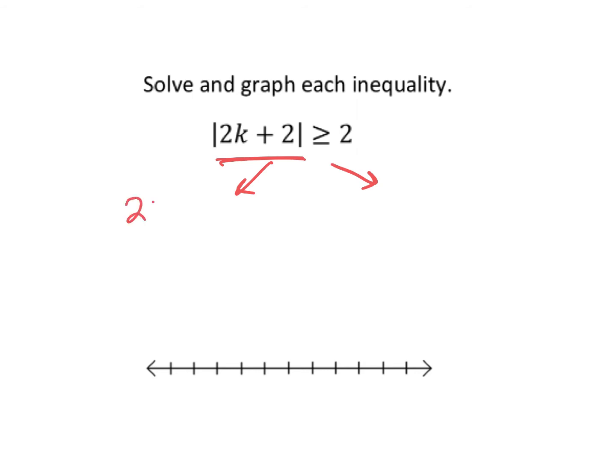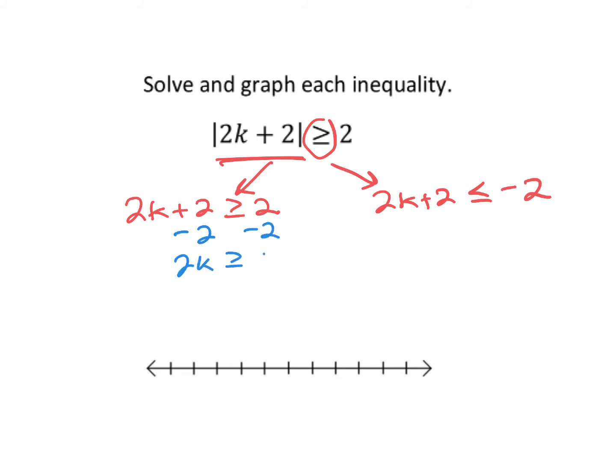One is the original, so 2k plus 2 greater than or equal to 2. And then the other one, you always keep the inside, flip the sign, so now it's going to read less than or equal to, and then the opposite on the other side, so -2. Solve these like we do any others, so you'd subtract 2 first to get rid of that. It looks like I get 2k greater than or equal to 0. If I divide by 2, because there's a 2 in front of my variable, to get rid of it I have to divide by 2 to both sides. It looks like I'm left with k greater than or equal to 0.